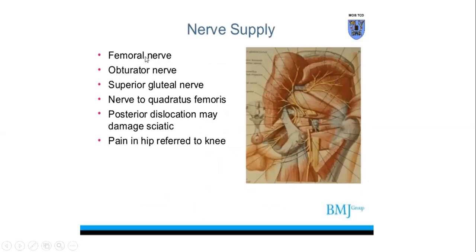Nerve supply, we have femoral nerve, obturator nerve, nerve to quadratus femoris. All of those nerves, according to Hilton's law, that are passing and supplying the nearby muscles of the hip joint will also give articular branches to the hip joint. Because most of these nerves also supply the knee joint, pain arising from the hip joint in case of its arthritis or other inflammatory conditions will be felt in the region of the knee joint because of the shared nerve supply.